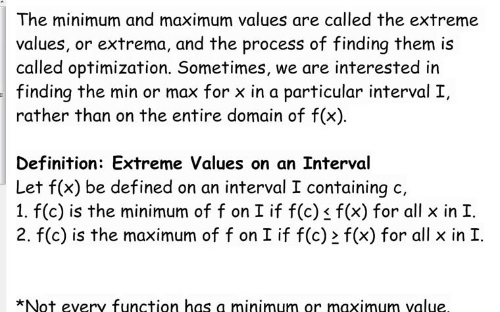So that's just your technical definition. Okay, it's a minimum on an interval if the value at that point is less than or equal to all the other values on that interval. Okay, that kind of makes sense. That's what a minimum is. It's less than all the other values. Maximum, vice versa. It's greater than all the other values.